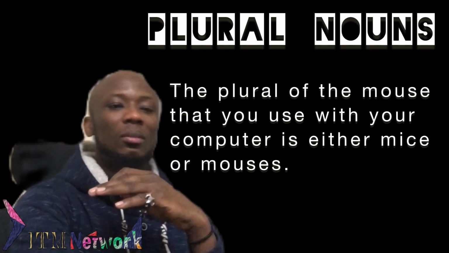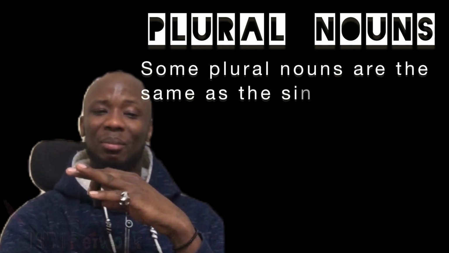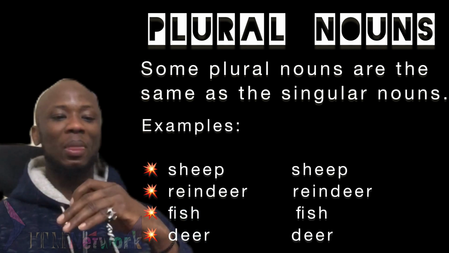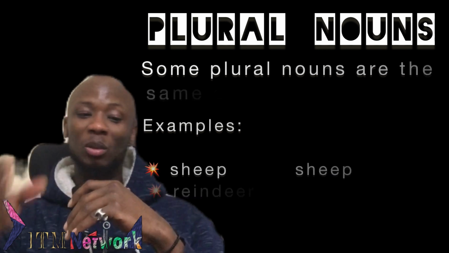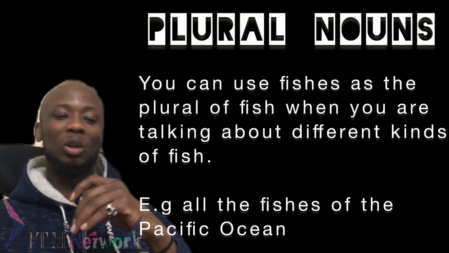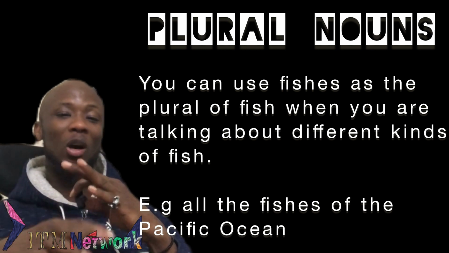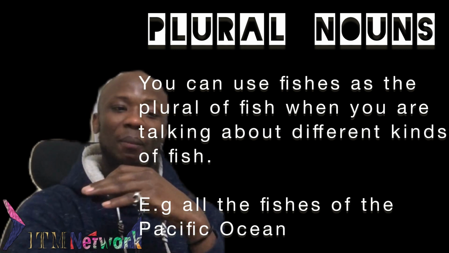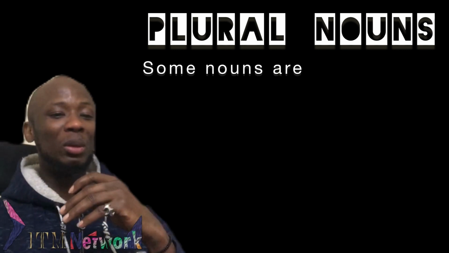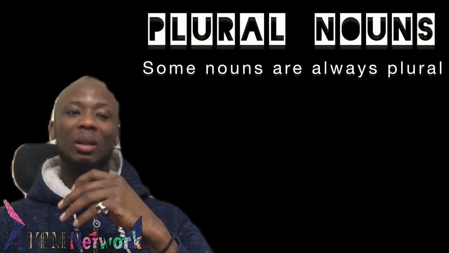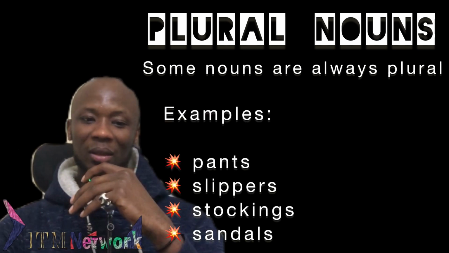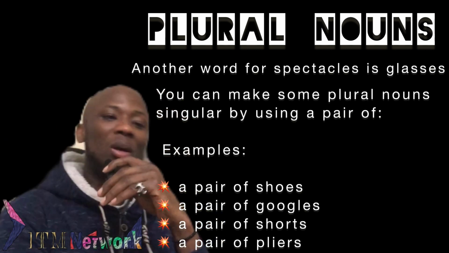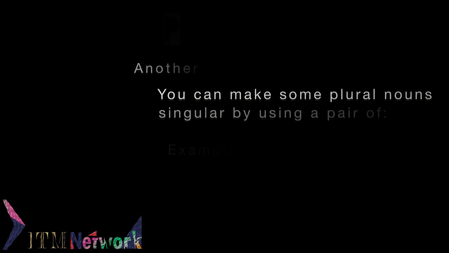Either. Now, some plural nouns are the same as the singular noun. Example, sheep, sheep. Fish, fish. You can use fishes as the plural of fish when you're talking about different kinds of fish. All the fishes of the Pacific Ocean. That's an example of using fishes in a sentence. Some nouns are always plural, no matter what you do, like pliers, jeans, spectacles, or glasses. So those always are plural.